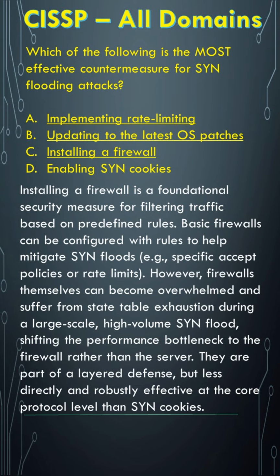Installing a firewall is a foundational security measure for filtering traffic based on predefined rules. Basic firewalls can be configured with rules to help mitigate SYN floods, e.g., specific accept policies or rate limits. However, firewalls themselves can become overwhelmed and suffer from state table exhaustion during a large-scale, high-volume SYN flood, shifting the performance bottleneck to the firewall, rather than the server. They are part of a layered defense, but less directly and robustly effective at the core protocol level than SYN cookies.